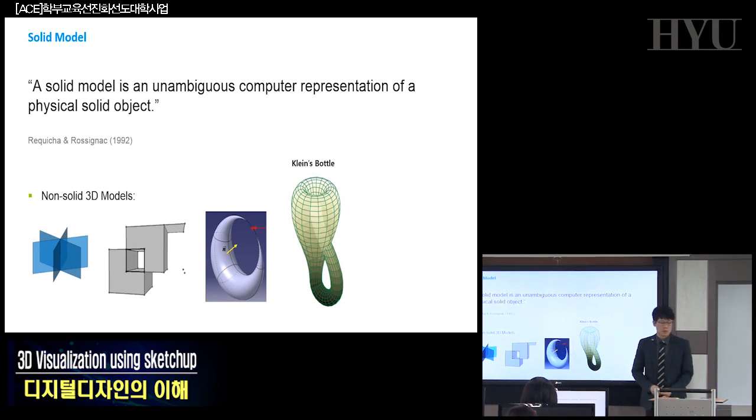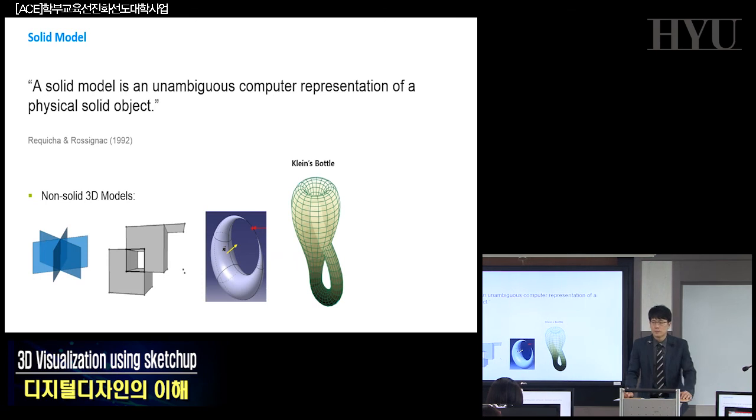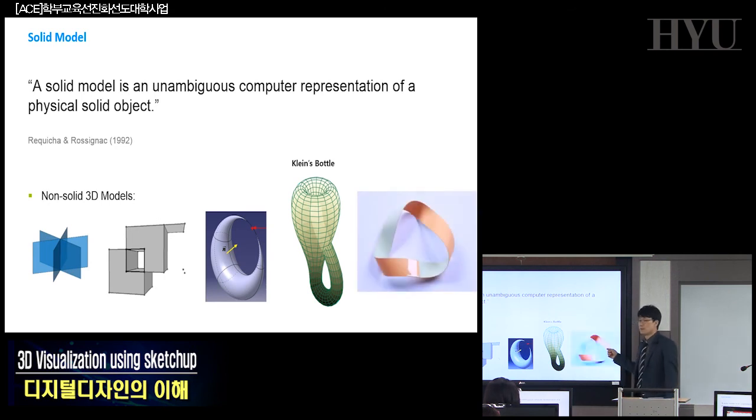Klein's bottle is a good example of a non-solid 3D model. This is a surface-based model. You may know this one, Möbius strip. This one doesn't have any inside or outside. This is kind of a 3D version of this Möbius strip, some different version of the Möbius strip. Klein's bottle.